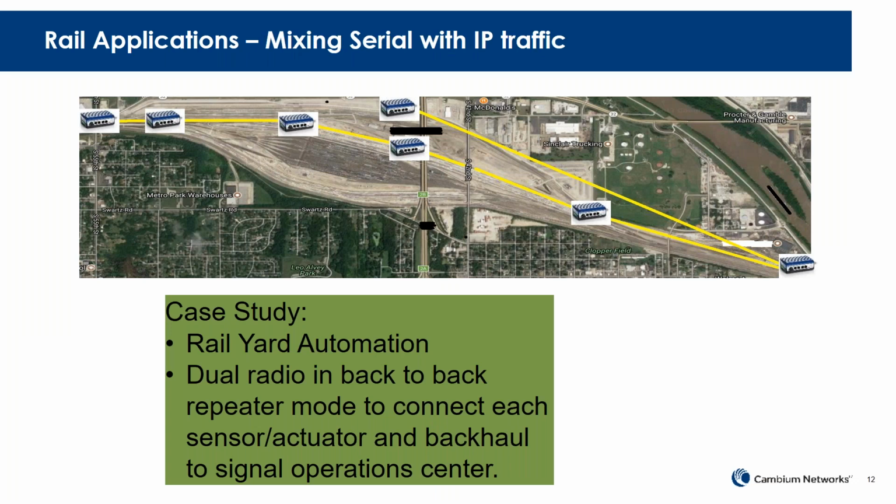There's another rail application which is around rail yard automation. So you can see a rail yard here. You can imagine it's pretty difficult to run new wires through a rail yard where you've got all these train tracks running in parallel across a pretty large area. This is a couple miles long and about a mile wide. And what they do in this case is use our back-to-back repeater capability in CNReach to deliver communications from one end of the rail yard to the other to do actuating and routing traffic and monitoring what's happening in that rail yard. So it's, again, automating that rail yard and using our point-to-point or relay capability in CNReach.